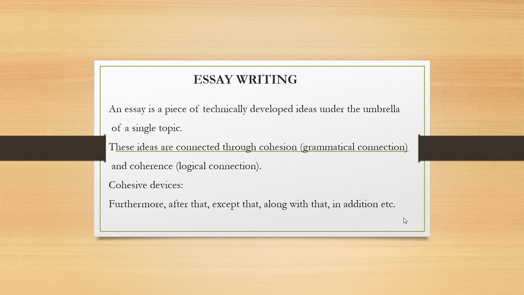Cohesion means grammatical connection and coherence means logical connection. By cohesion we mean the grammatical connection, all the connectors in the English grammar. Fine, we have seen the cohesive devices. Those are furthermore, after that, except that, along with that, in addition, etc.